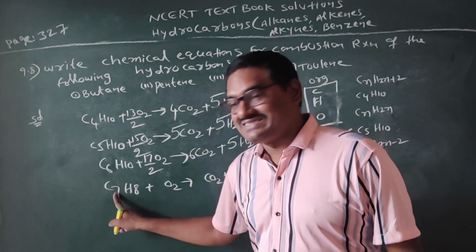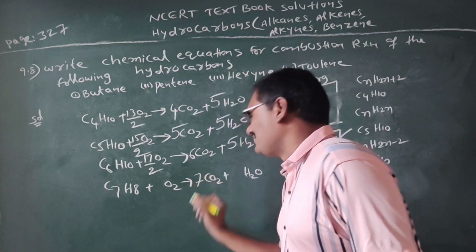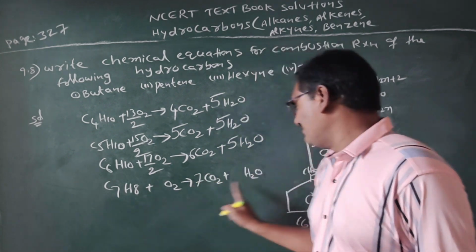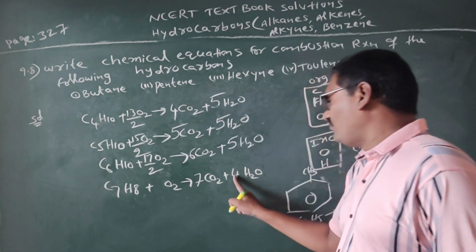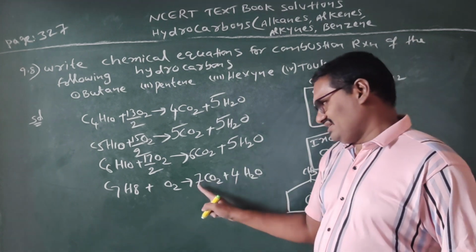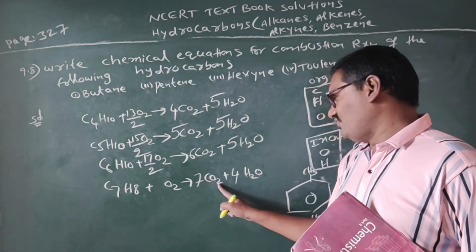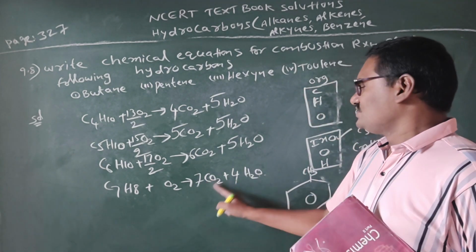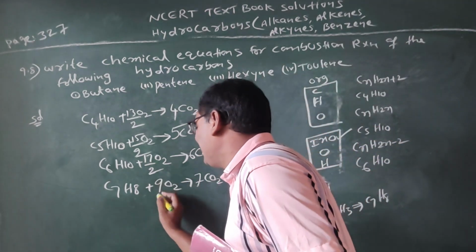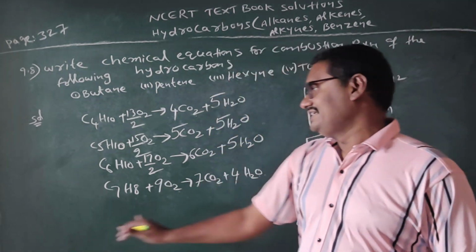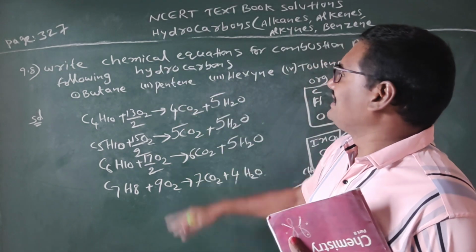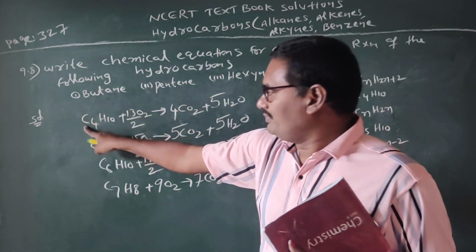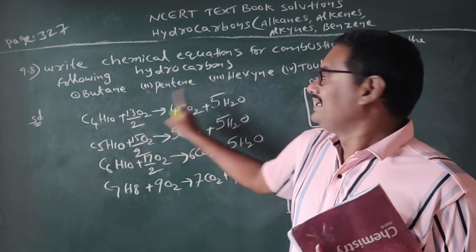Here carbons are 7, so we will put 7. Next, hydrogens are 8, so here we will write 4. 4 2s are 8. Next, oxygen: 7 2s are 14 plus 4, 18. So 18 means we will put 9, since 9 2s are 18. So it is balanced. So this is the combustion reaction of butane, pentene, hexane and toluene.